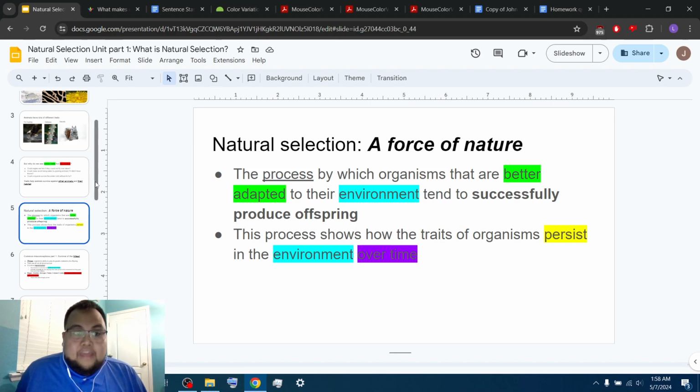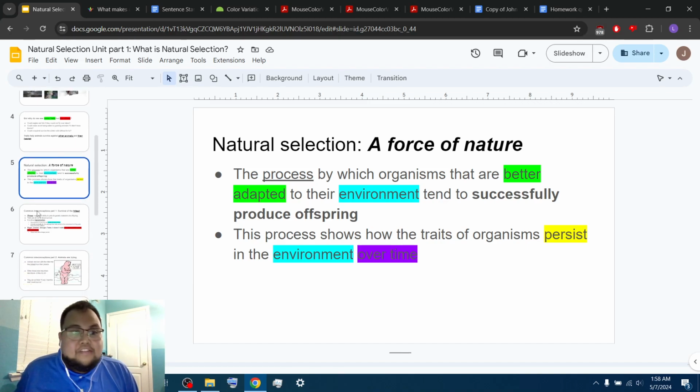So the big thing here is that natural selection is a force of nature. You need to emphasize this to the students, right? You should have students think of natural selection in the same vein as the sun shining, or why water is wet, or why the wind blows, because there's no outside force that is influencing what animals have which traits. It just happens, right?